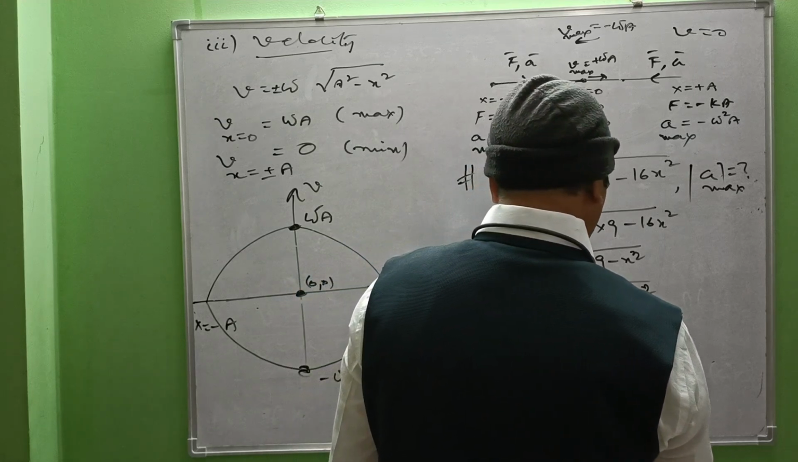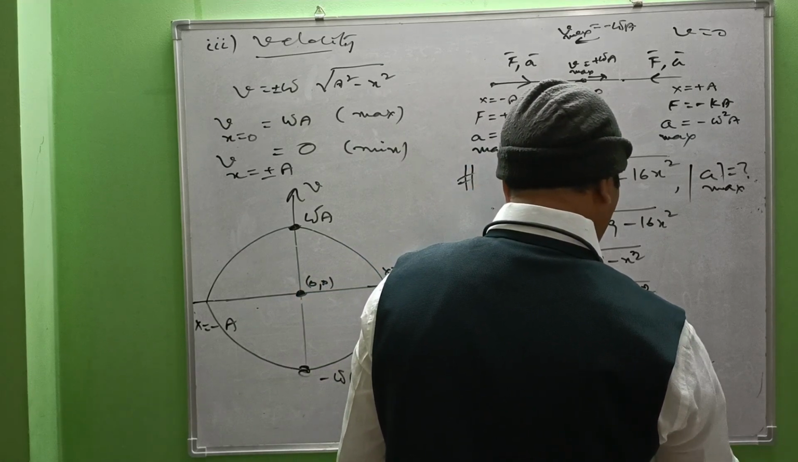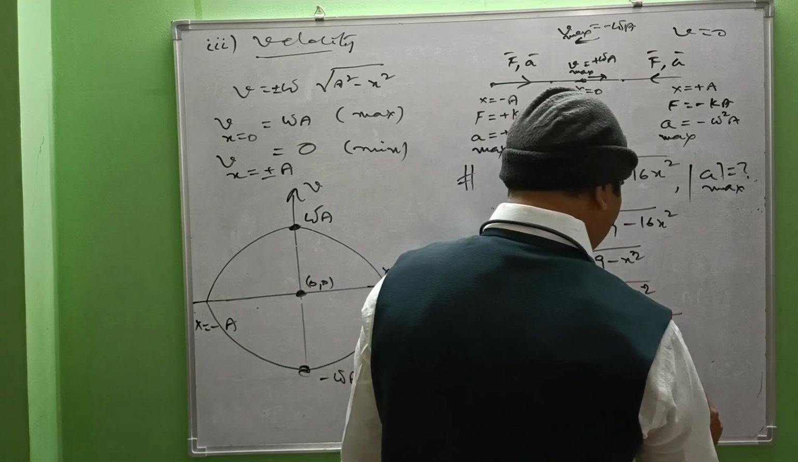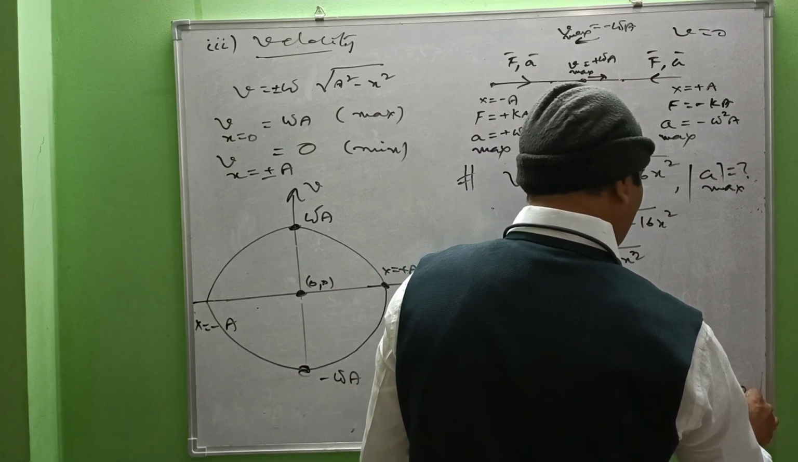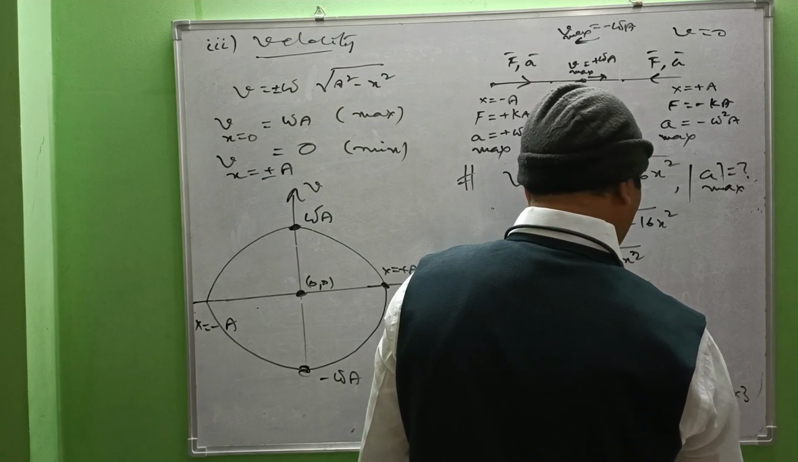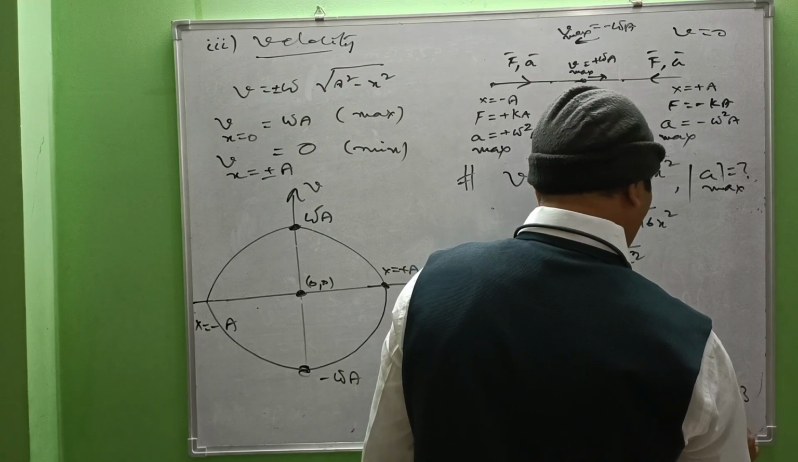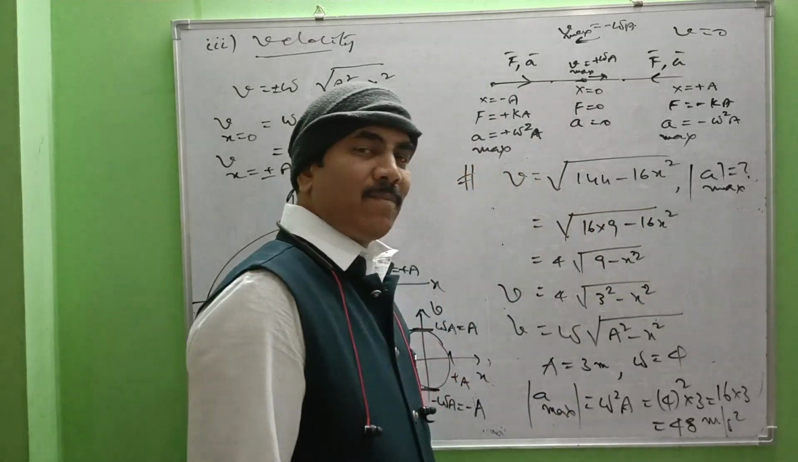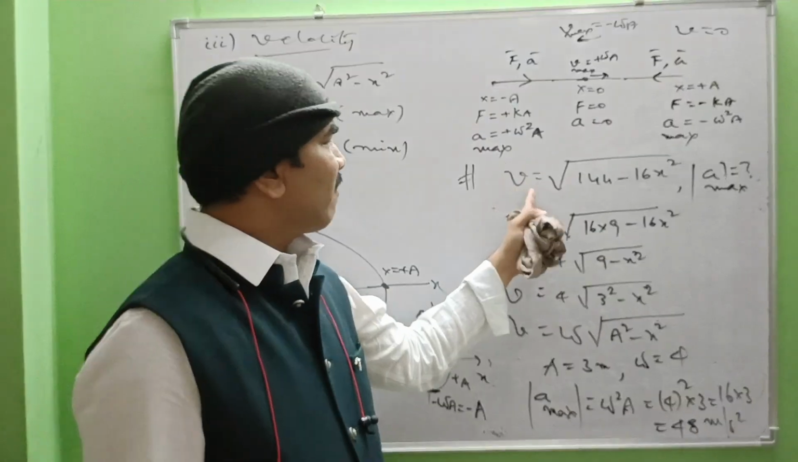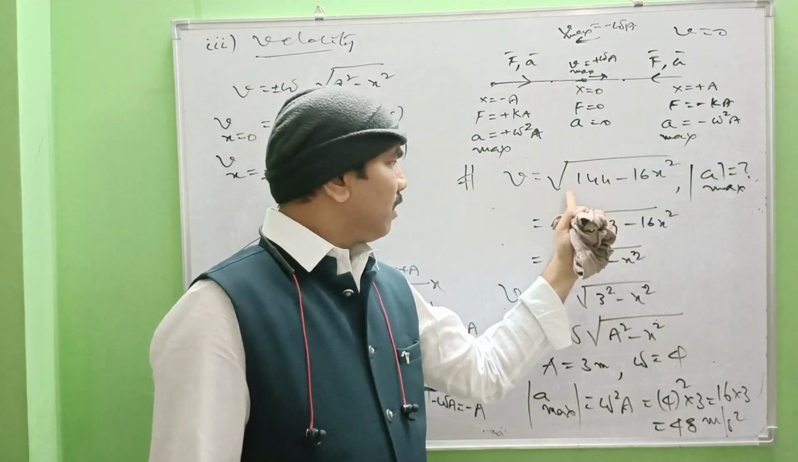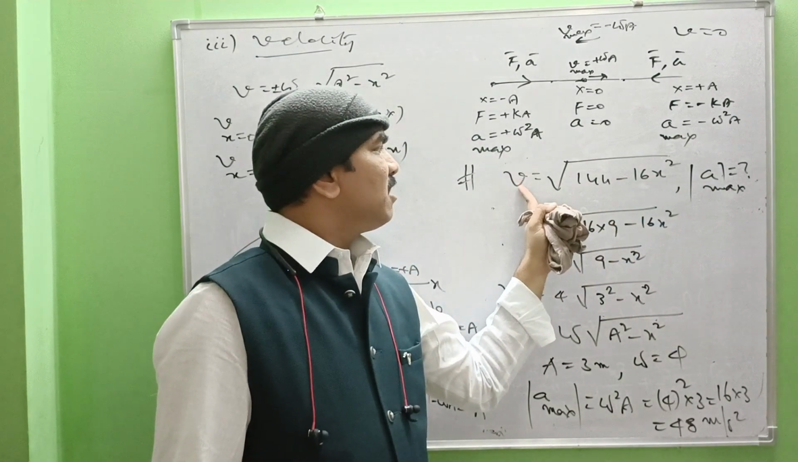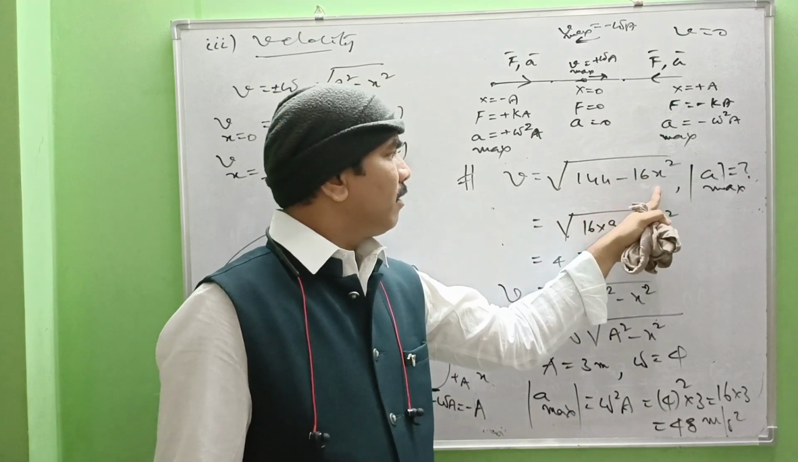Omega square means 4 square, into amplitude, which is 3. That is 16 into 3, that is 48 meter per second square. So that's how one can find the unknown quantity, maximum acceleration, if you are given the variation of velocity with the position mathematically.